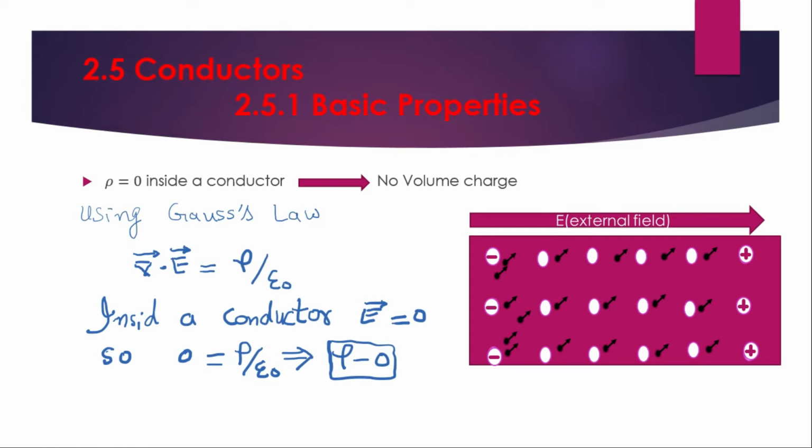We can prove this using Gauss's law. Gauss's law is divergence of E is equal to rho over epsilon naught. Inside a conductor, E is equal to 0. In the previous slide we discussed that the electric field is always 0 inside the conductor. So putting E is equal to 0, you get 0 is equal to rho over epsilon naught, and so rho is equal to 0 inside the conductor.